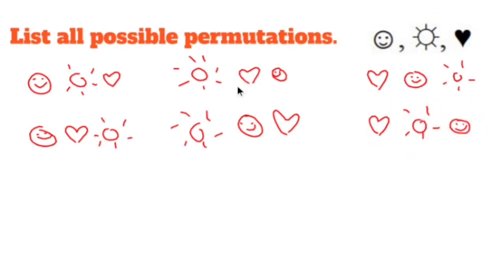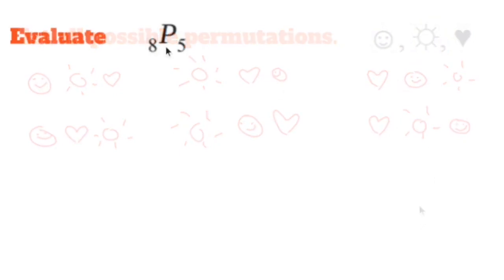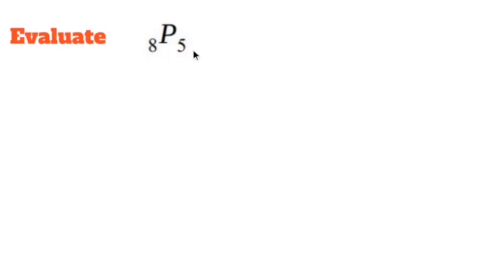So 6 of them. And those are all my possible permutations, which means how many ways can I rearrange this to create something unique? Well, there they are. Evaluate 8 permutations taken 5 at a time.